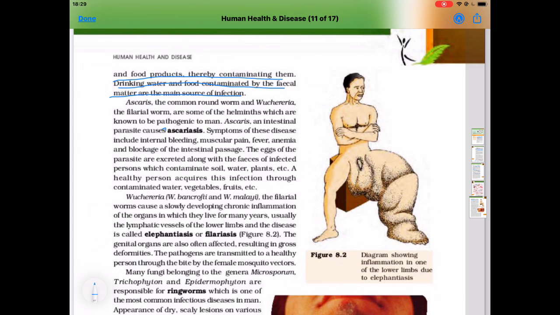Next disease is Ascariasis, caused by Ascaris, a common roundworm. So Ascaris, the common roundworm, and Wuchereria, the filarial worm, are some of the helminths known to be pathogenic to man. Ascaris, an intestinal parasite, causes Ascariasis. Symptoms of this disease include internal bleeding, muscular pain, fever, anemia, and blockage of the intestinal passage. The eggs of the parasite are excreted along with the feces of an infected person, which contaminates soil, water, plants, etc. A healthy person acquires this infection through contaminated water, fruit, vegetables, etc.